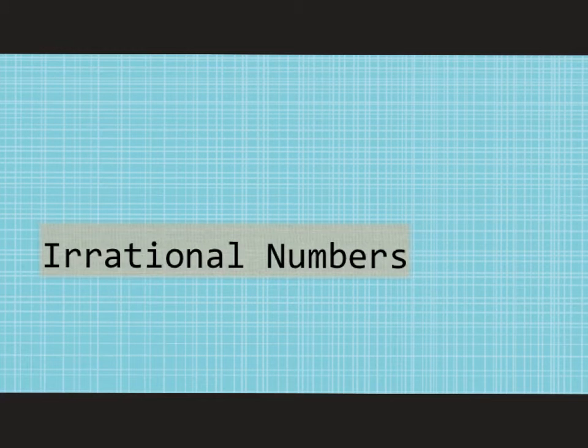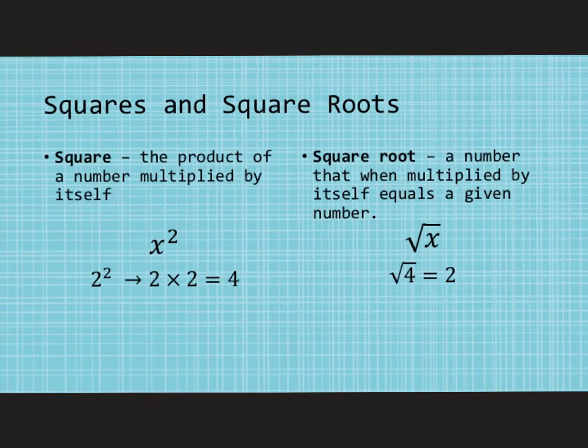Today we're going to talk about irrational numbers. Before we can talk about irrational numbers, we need to talk about squares and square roots real briefly. So if you remember, a square is the product of a number multiplied by itself. So in my example, I have 2 squared is the same as 2 times 2, and that's 4.